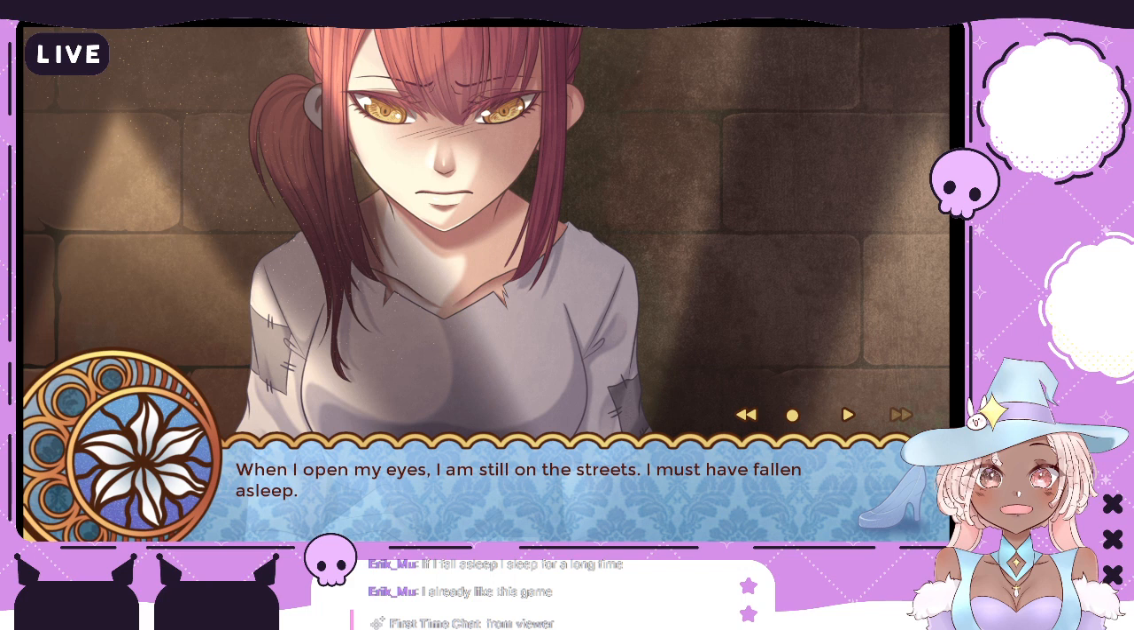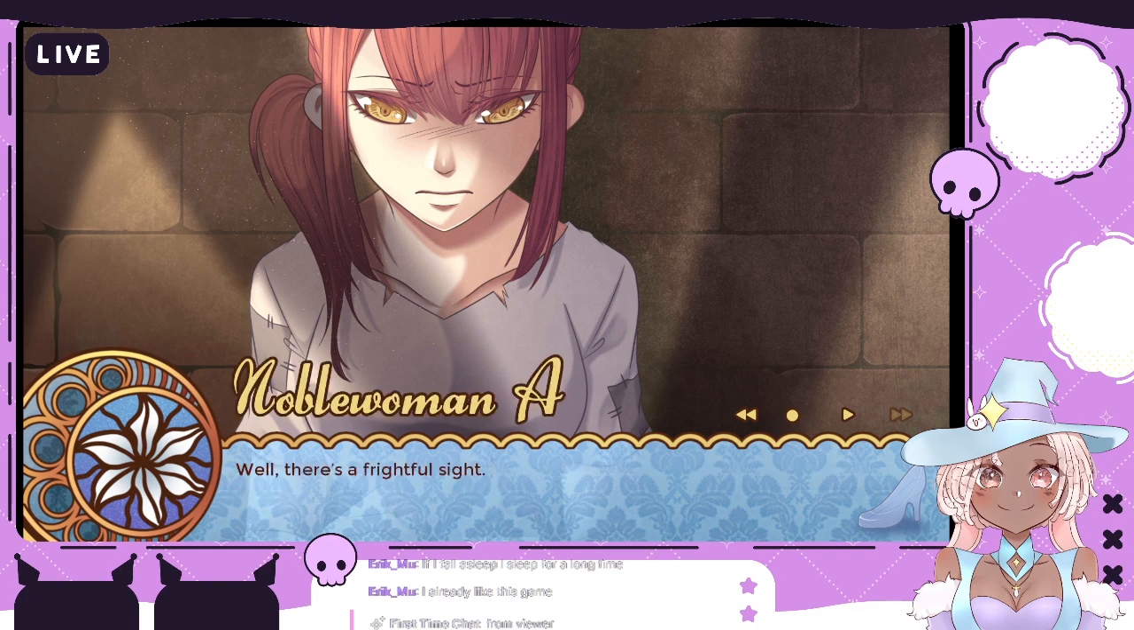When I open my eyes, I am still on the streets. I must have fallen asleep. But the nightmare continues. I am cold in my rags. I hold myself for warmth, willing some of the cold away, but fail. My feet are numb and in pain, caked in the dirt they have gathered from walking barefoot around town. Well, there's a frightful sight. Beggar probably thought she could try her luck with the nobility that live around here. Just look at how ragged she looks.